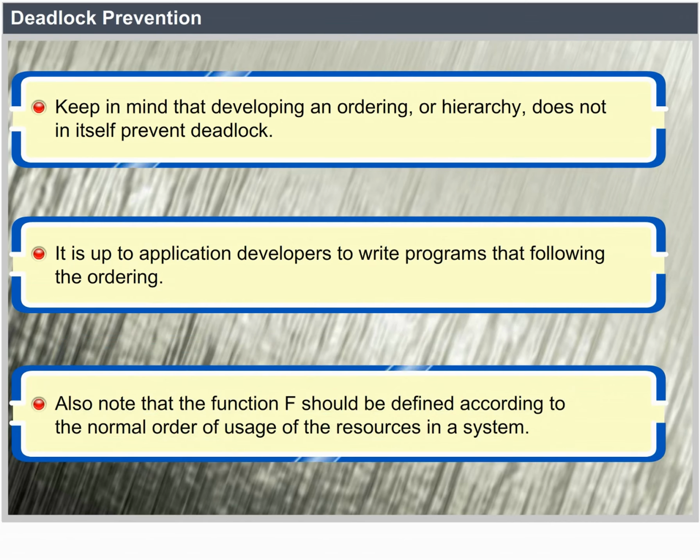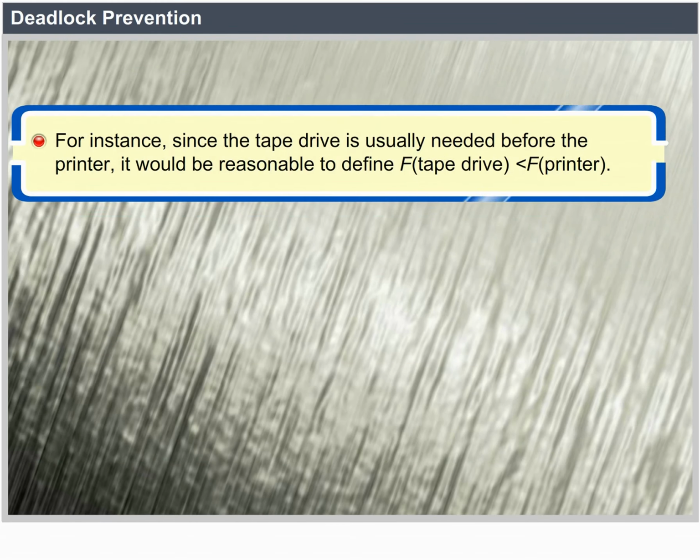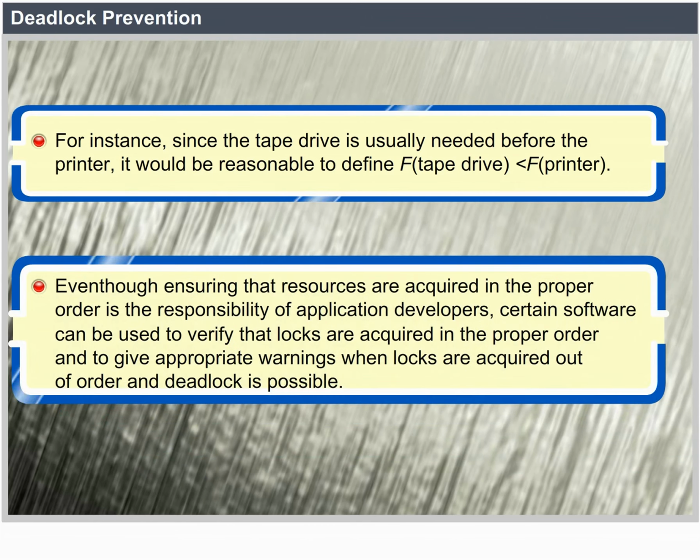Also note that the function F should be defined according to the normal order of usage of the resources in a system. For example, because the tape drive is usually needed before the printer, it would be reasonable to define F(tape drive) < F(printer). Although ensuring that resources are acquired in the proper order is the responsibility of application developers, certain software can be used to verify that locks are acquired in the proper order and to give appropriate warnings when locks are acquired out of order and deadlock is possible.